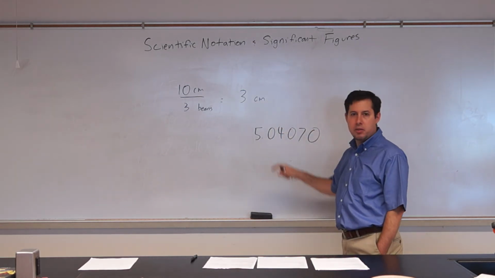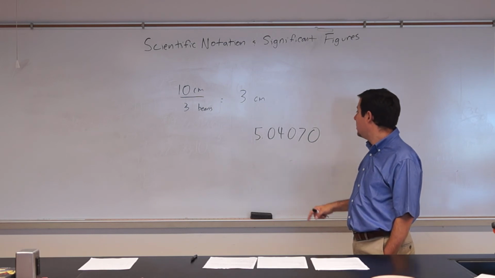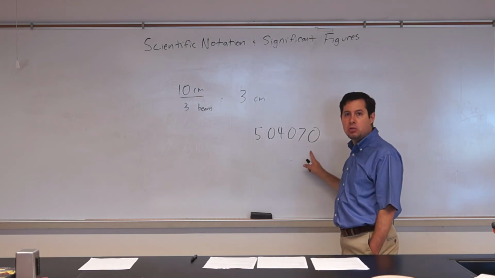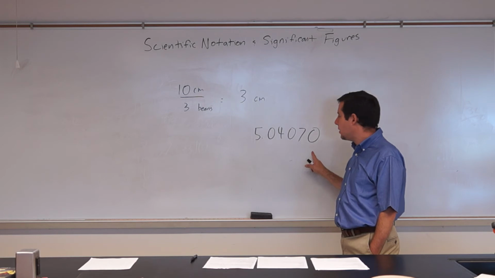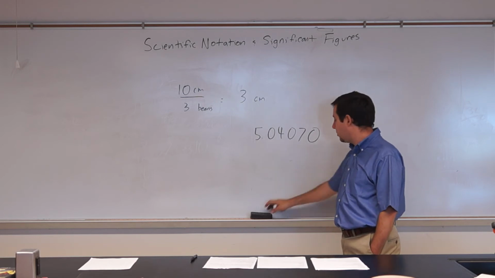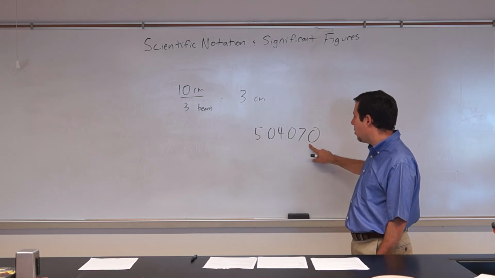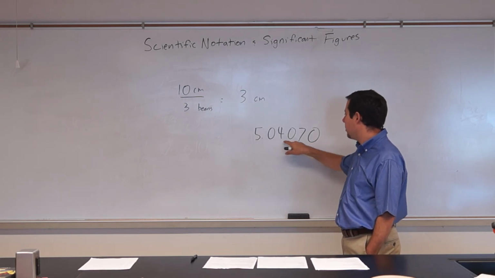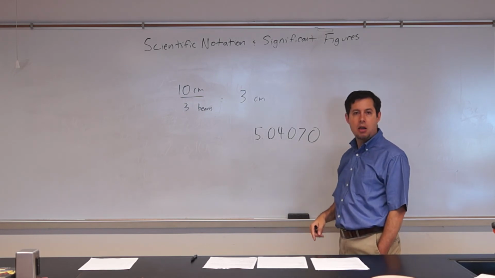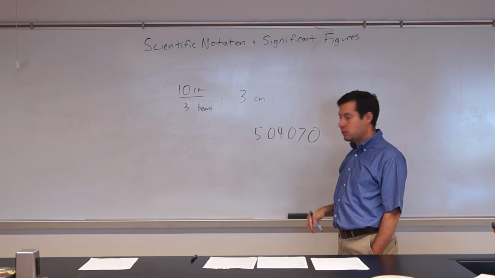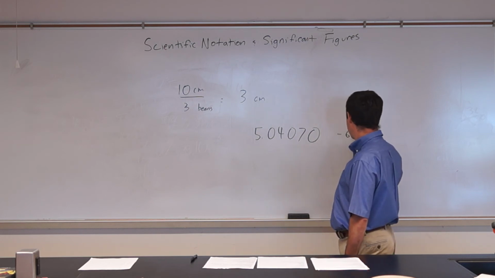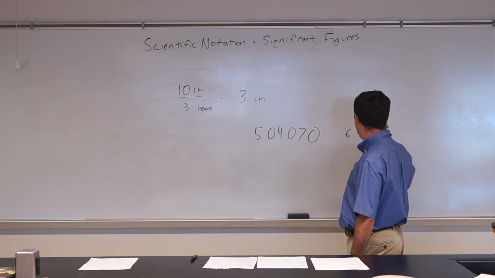Zeros count if they are in the middle. Zeros do not count if they are at the end unless there's a decimal point there. So this number, 5.04070, has 1, 2, 3, 4, 5, 6. All of those numbers are significant. So this has 6 sig figs.